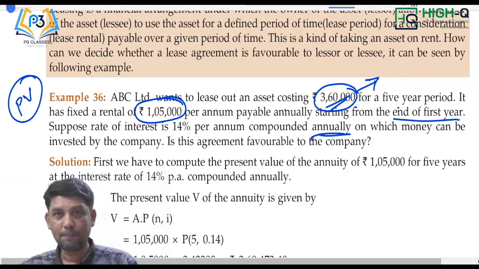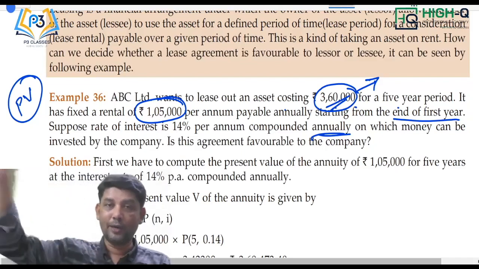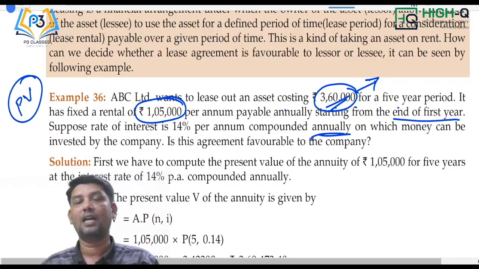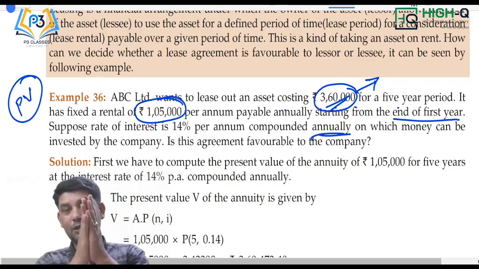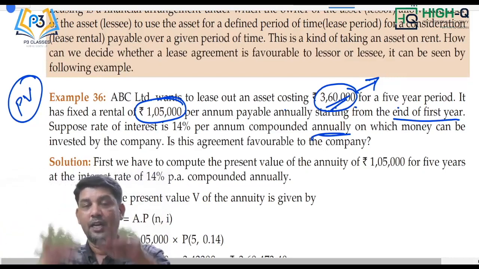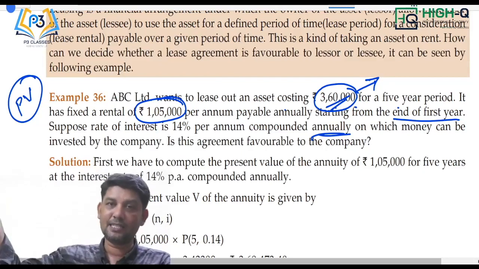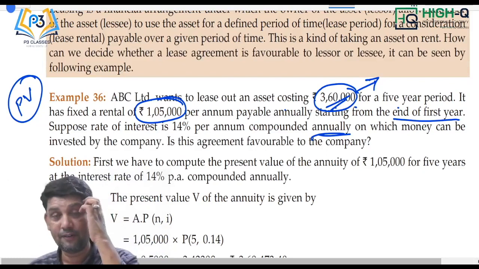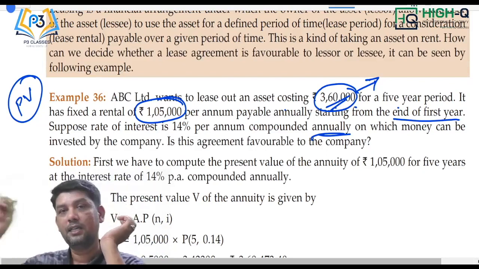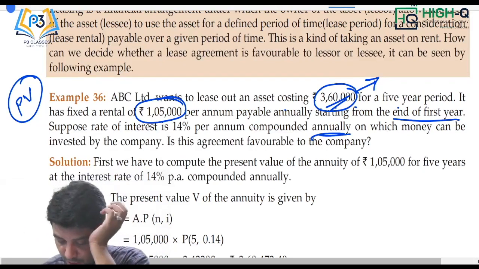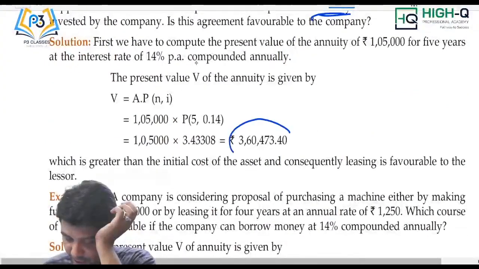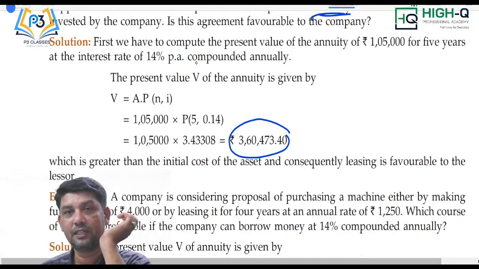So how to compare that 1,05,000 which you are going to get in future? You find out today's value, that is, the present value of that 1,05,000. After that you compare with the 3,60,000. If that amount is more than 3,60,000, then rent is favorable. If it doesn't come, then leasing is favorable. Now look at this. I found the present value, and when I find the present value, I get 3,60,473.